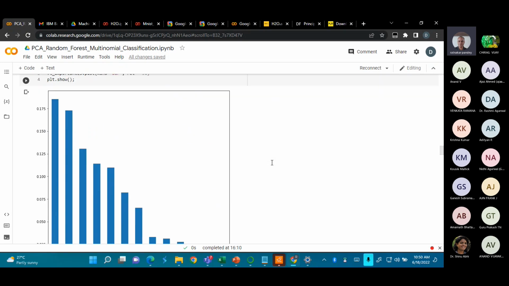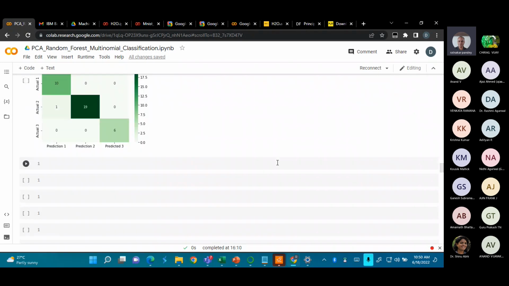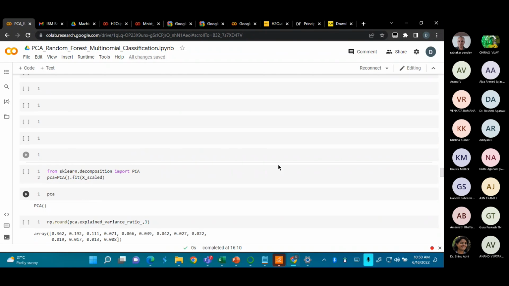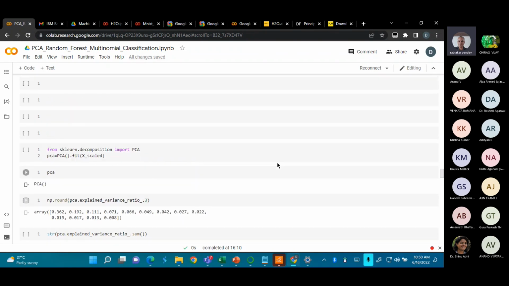Just a second, I'll come there. I just want to make sure that I'm looking at the right code here. Yeah, it is the right one. Yeah, go ahead.